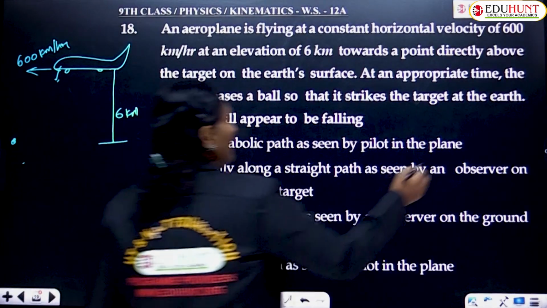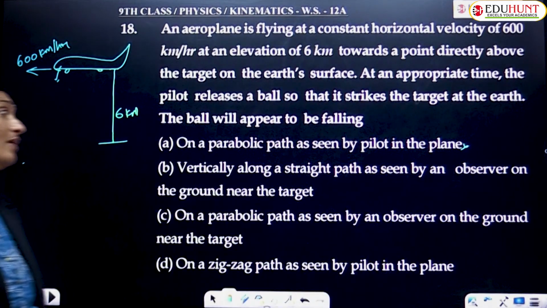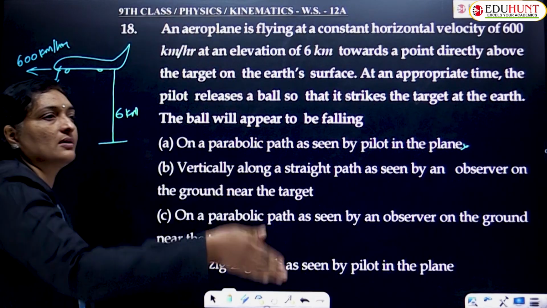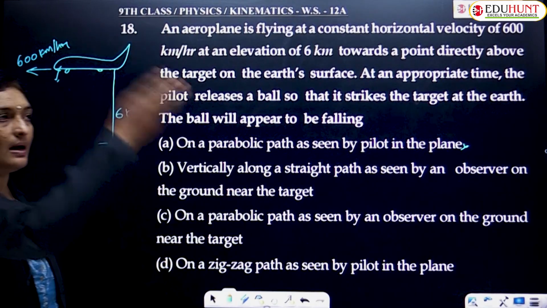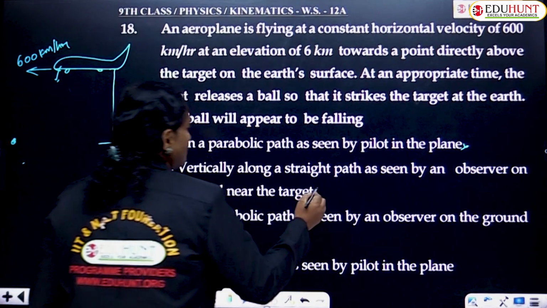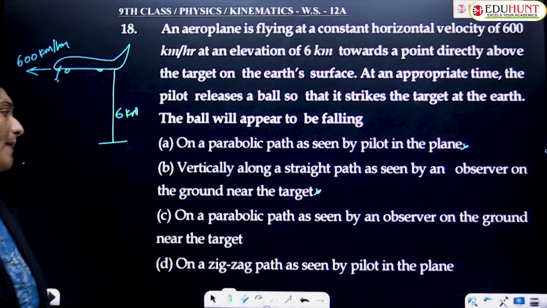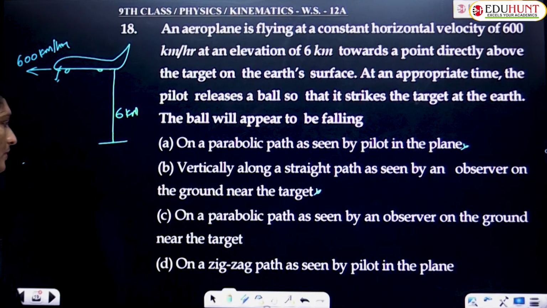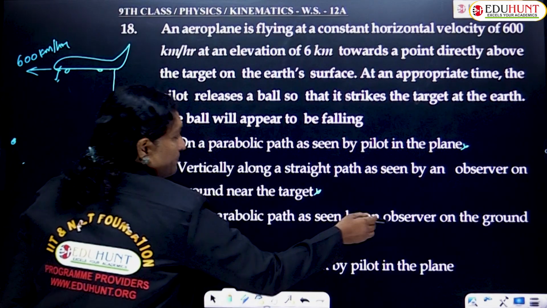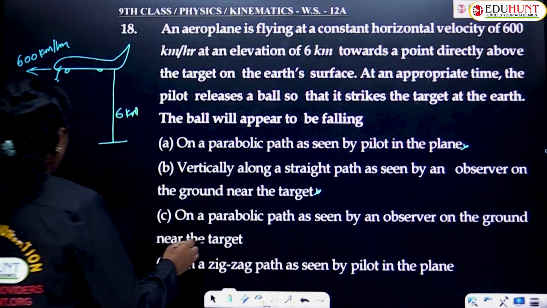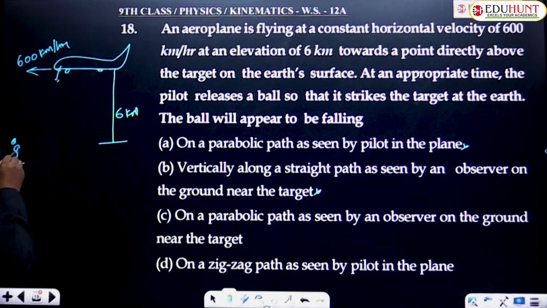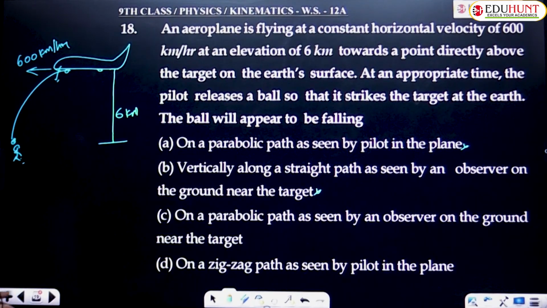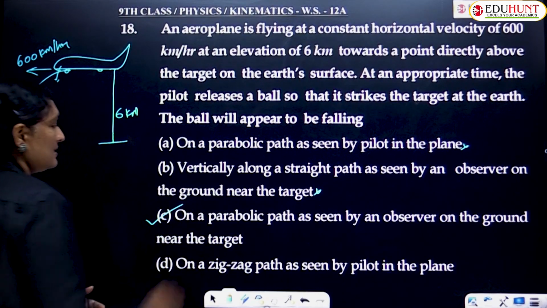But this parabolic is not true. Vertically along a straight line path as seen by the observer on the ground? For the observer, it appears as if it is taking a parabolic path. So even this is wrong. On a parabolic path as seen by an observer on the ground near the target? Of course, it is true. For the observer standing at this target, it appears as if the ball is falling in a parabolic path. So option C is true.